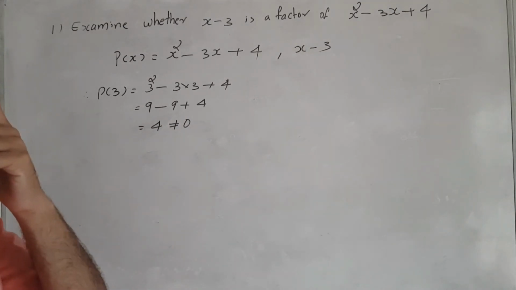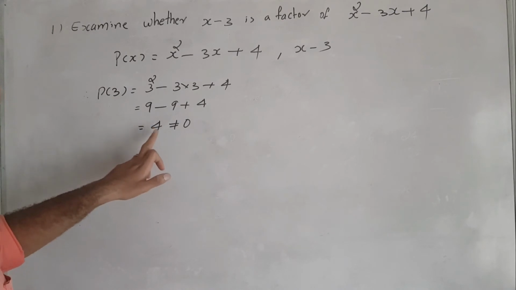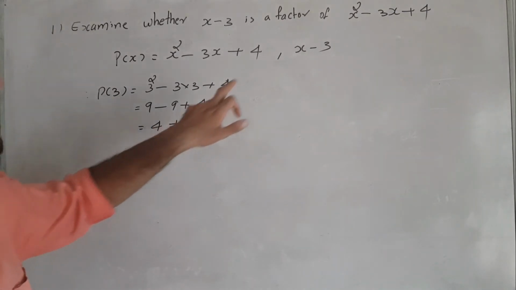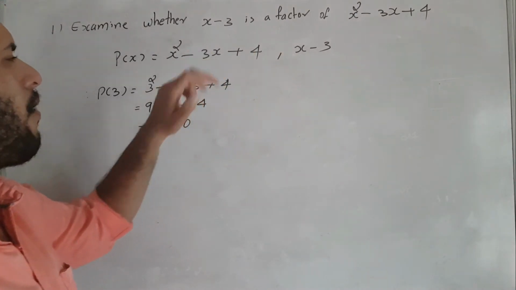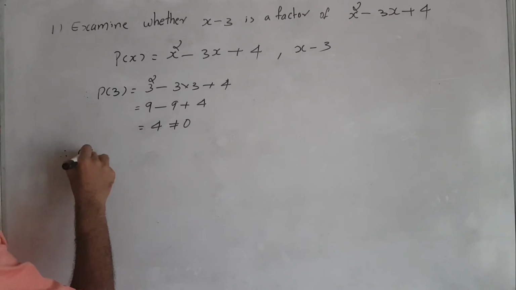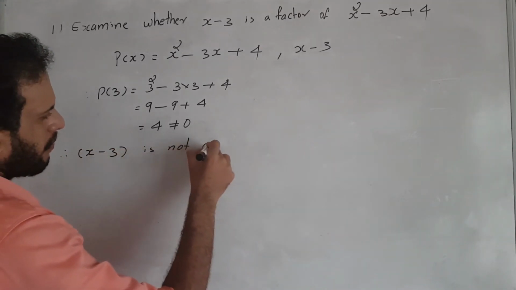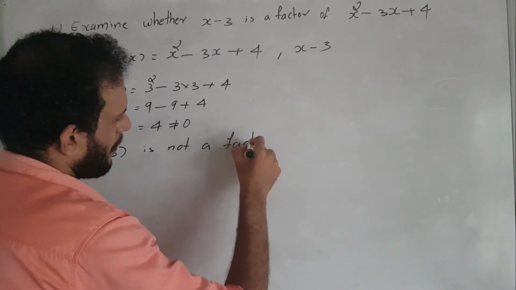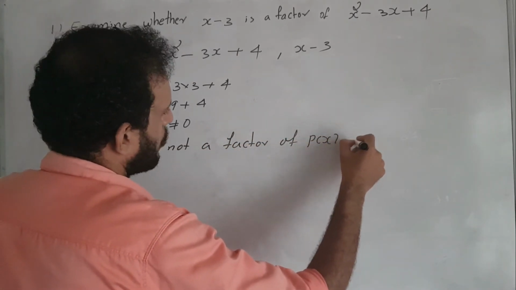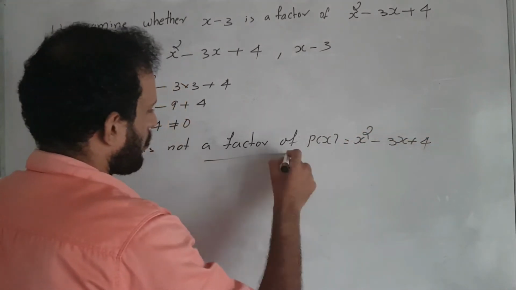The remainder is 4. If we do not get 0, the remainder is not equal to 0. Correct? The remainder is not equal to 0 means x minus 3 is not a factor of p of x. Therefore, we conclude x minus 3 is not a factor of p of x is equal to x square minus 3x plus 4.